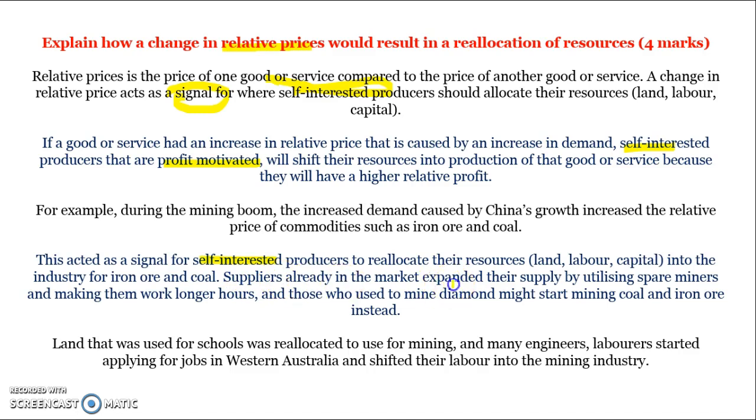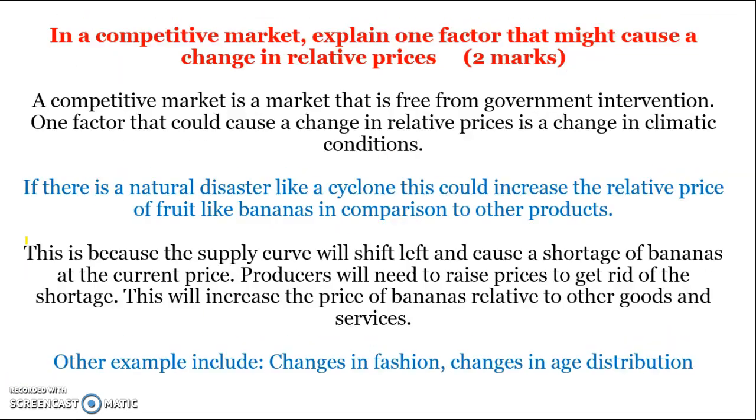Suppliers already in the market expanded their supply by utilising spare miners and making them work longer hours. Those who are in other areas, so for example mining diamonds, started to mine coal or iron ore. Land that was used for schools was reallocated to mining. Many engineers, labourers, etc. started to work in the mines as a result of the increase in the relative wage. So you've clearly articulated what relative prices are, how they determine what's produced in a free market, and provided a clear-cut example of a product changing in relative price and how resources flow into that market.